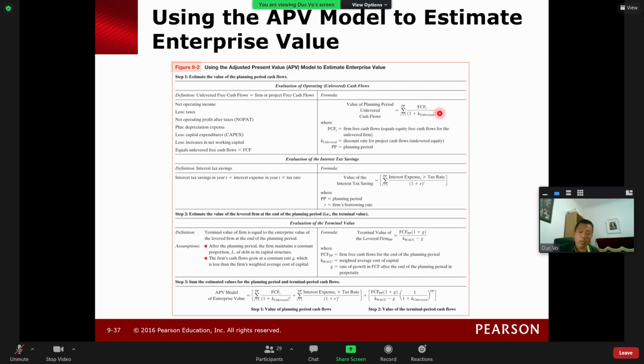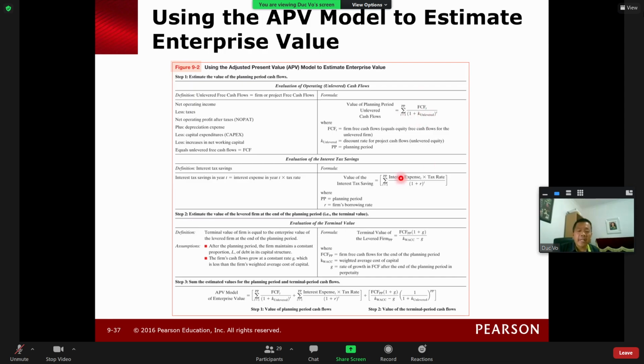And then how to work out the free cash flow. Start from, as we learned yesterday, EBIT minus tax, you go to NOPAT, add back depreciation, minus capital expenditure, minus change in net working capital, and you go to the project free cash flow. The denominator here is the cost of equity, and you can use the capital asset pricing model to work out the discount rate. So that's the first component.